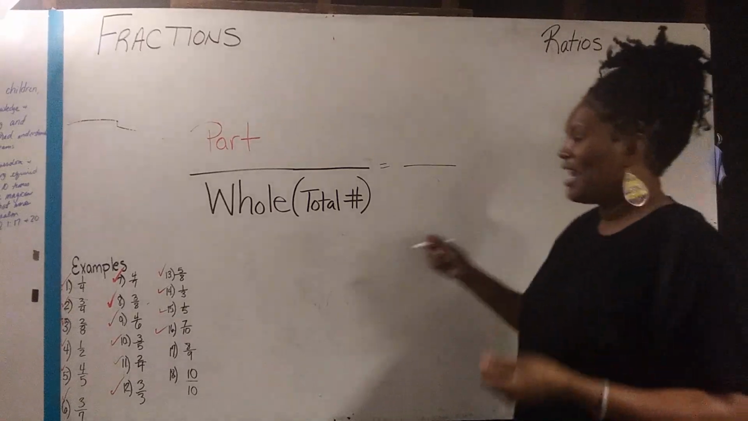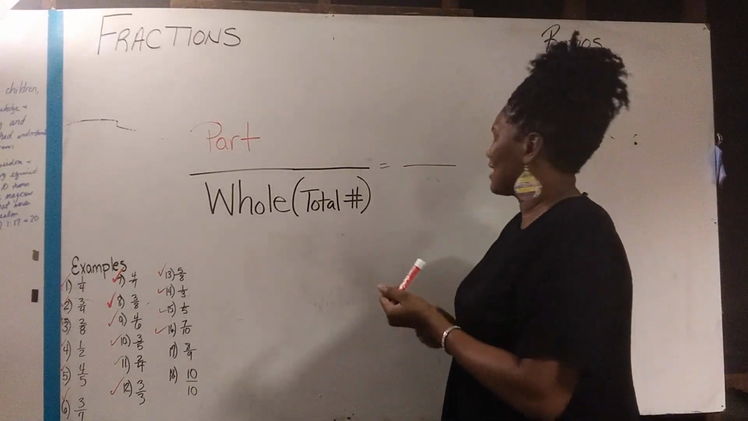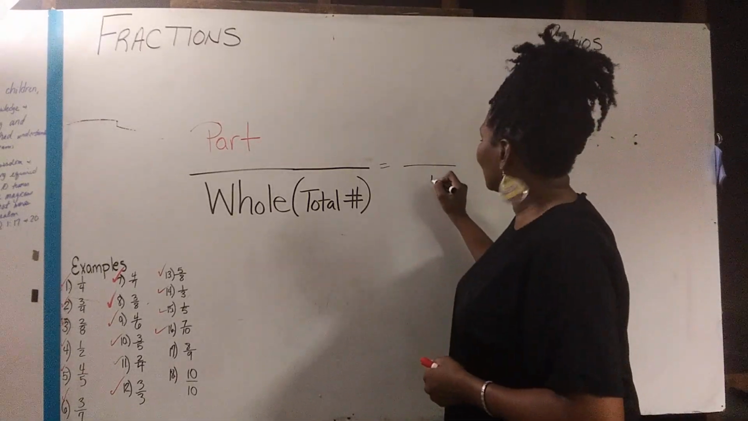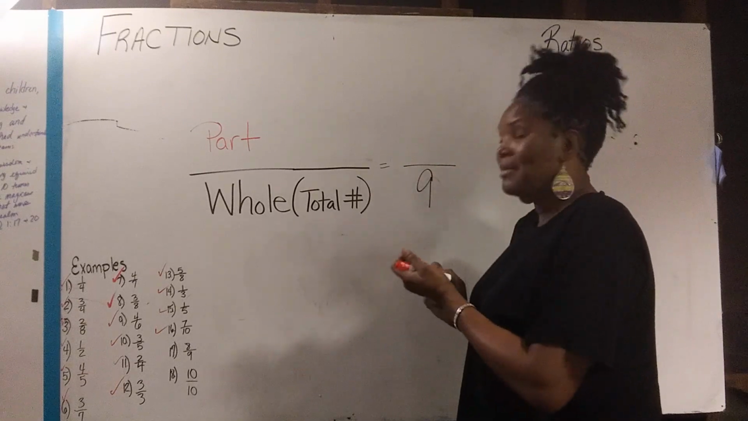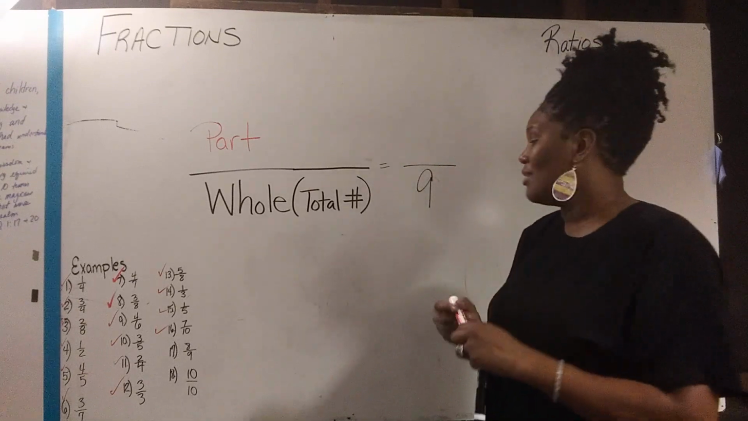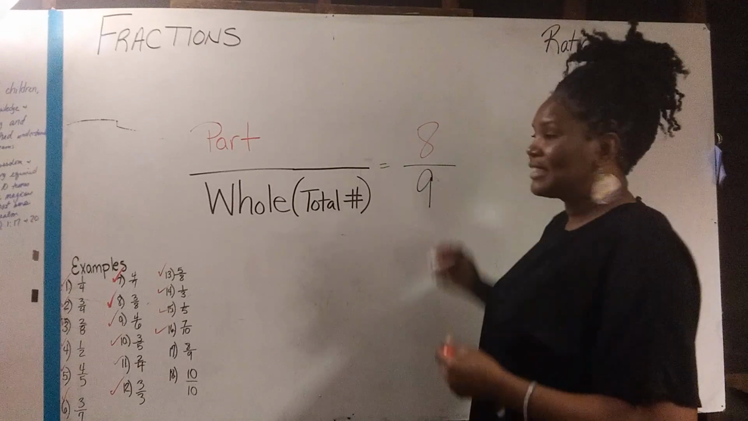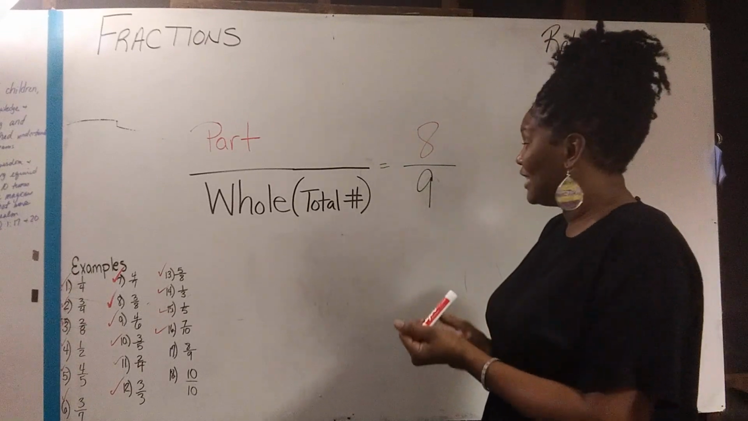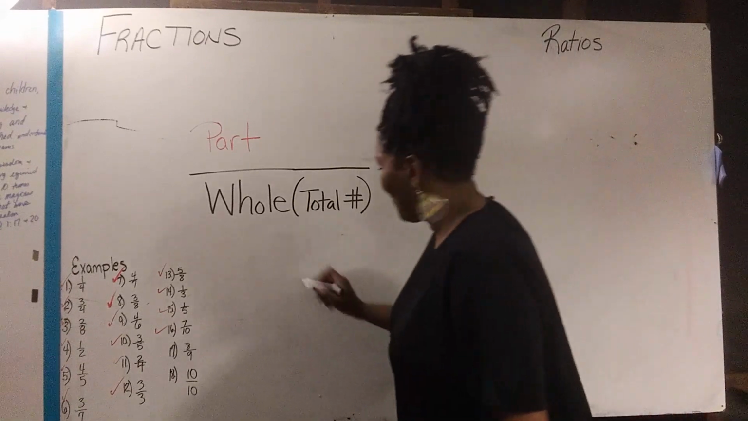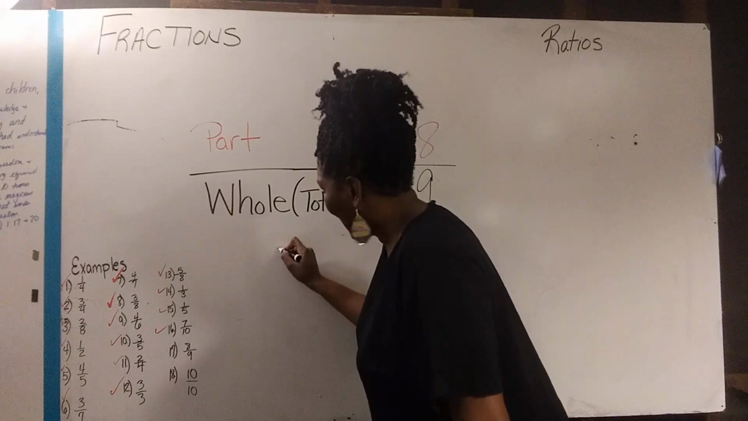All right, the next one is 8/9. So we have 9 at the bottom. That tells me how many circles we're going to draw. And 8 at the top. That tells me how many we're going to color in. Ready, set, go. We're drawing 9 circles.